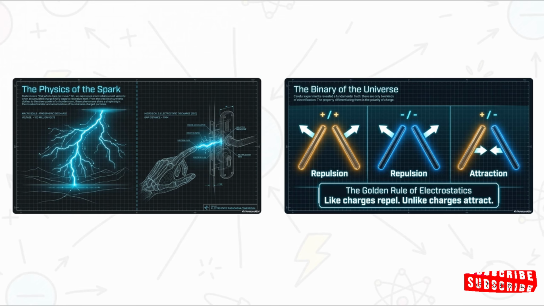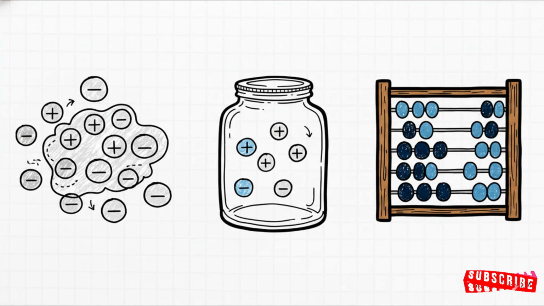Like charges repel each other, and unlike charges attract. It's literally the binary rule of the universe. So that brings us to the three pillars of electric charge: additivity, conservation, and quantization. These are the absolute, unbreakable ground rules of reality.